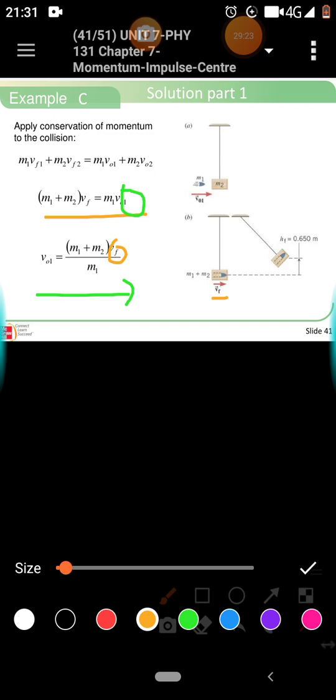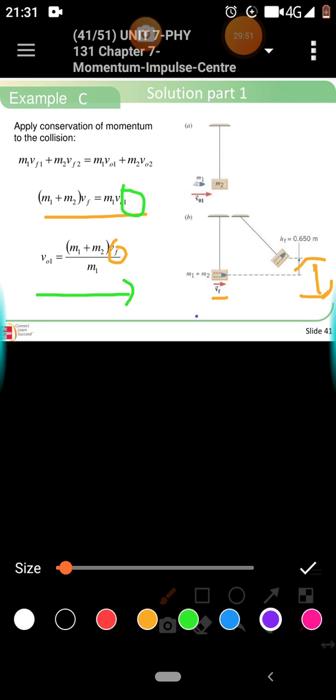So we are given that it has traveled to this height. This means that, since we know its height, we can calculate its final velocity. Because here, as you can see, something we've learned previously.